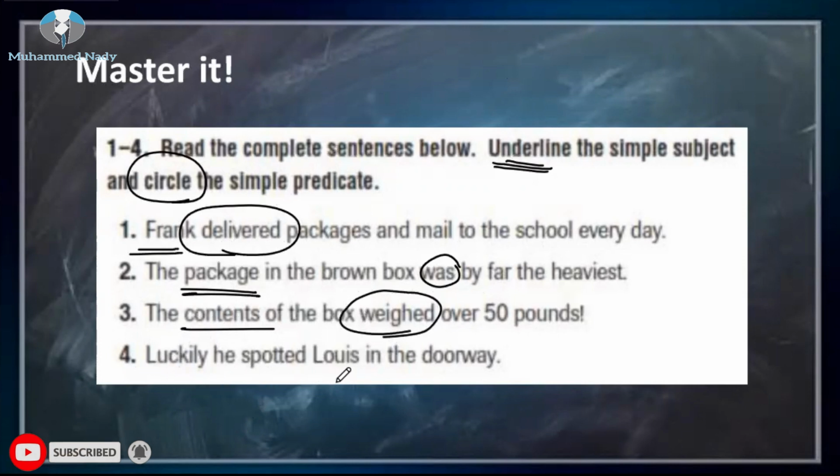Come on, one more. Luckily, he spotted Lewis in the doorway. Who's this sentence talking about? The sentence is talking about he. And what did he do? He spotted. So this is the simple subject and this is the simple predicate.